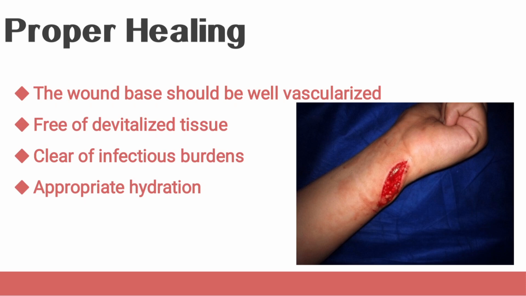In order to have proper healing, the wound base should be well vascularized. There should be a good blood supply. If there is no blood supply at all, then proper healing will be impaired and the wound will not heal. And the wound base should be free of devitalized tissues; the wound debris and necrotic tissues should be removed in order to have proper wound healing. Also the wound should be clear of infectious burden, and there should be appropriate hydration.